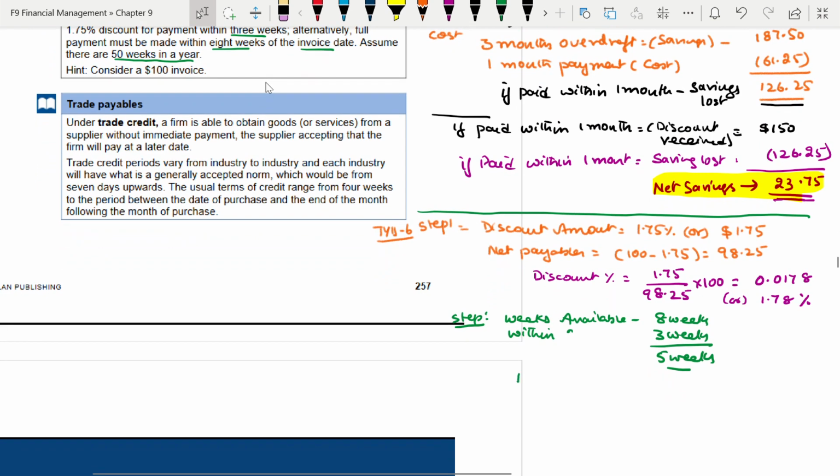Now, what is the number of periods? There are 50 weeks in a year. 50 weeks divided by 5 weeks. How many periods are there? 10 periods. Once they do practice, it will be easy for us. That's all. That is the only thing.